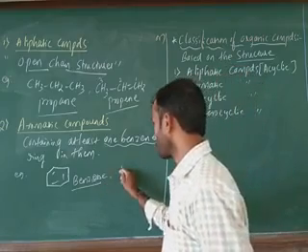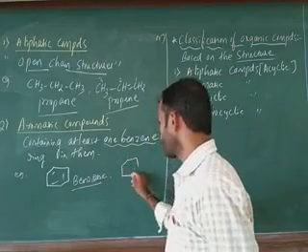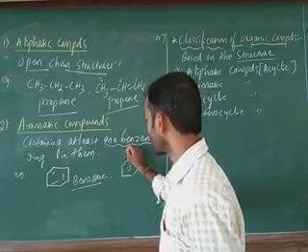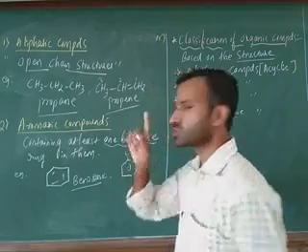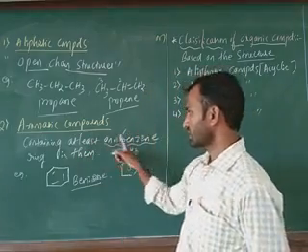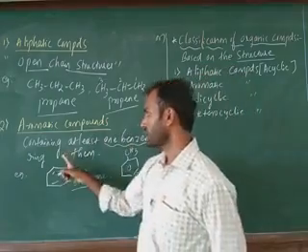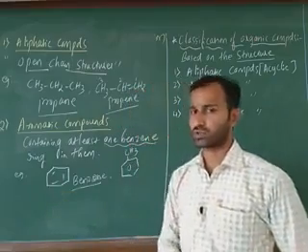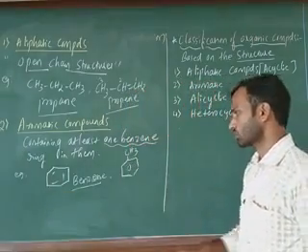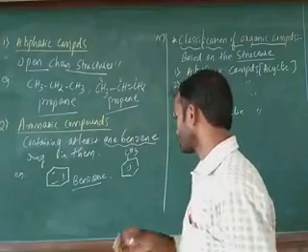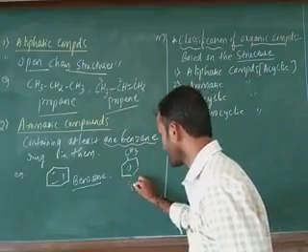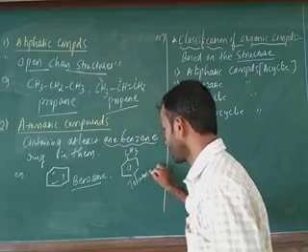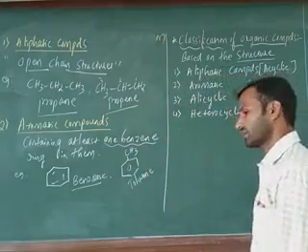Next example is toluene. According to the definition, there must be at least one benzene ring. Why is benzene aromatic? Because it follows Huckel's rule, the 4n plus 2 pi electron rule. Next example is toluene. Toluene is another example of aromatic compounds.